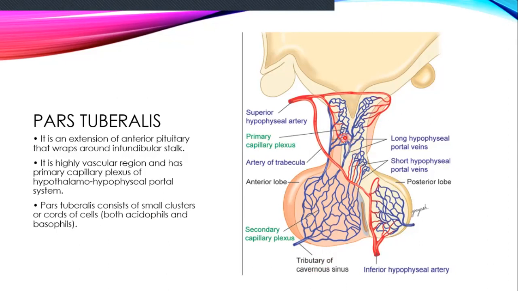So hormones that regulate the anterior pituitary from the hypothalamus usually enter the bloodstream at the primary capillary plexus. Then they are carried by the hypophyseal portal veins, where they will regulate the production of the hormones from the anterior pituitary lobe. Okay. Then those hormones, once secreted, are carried to the cavernous sinus and to the parts of the body on which they will act.